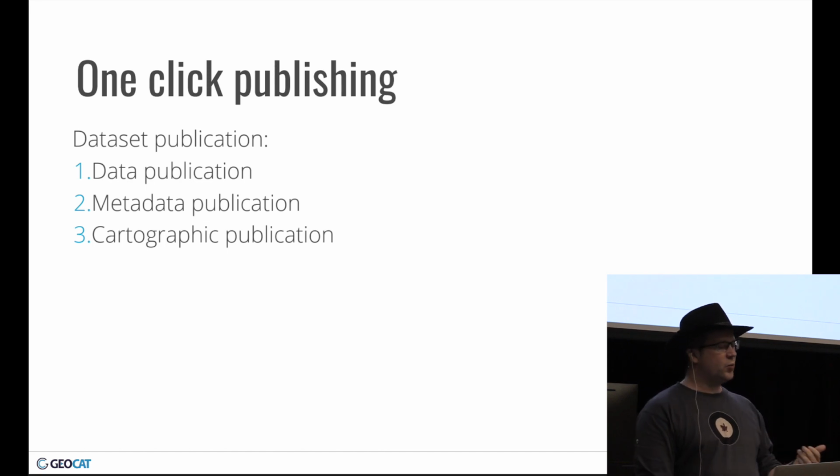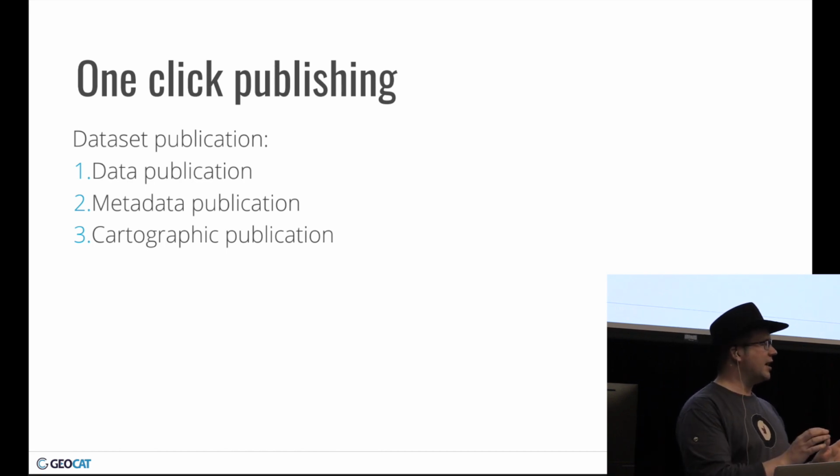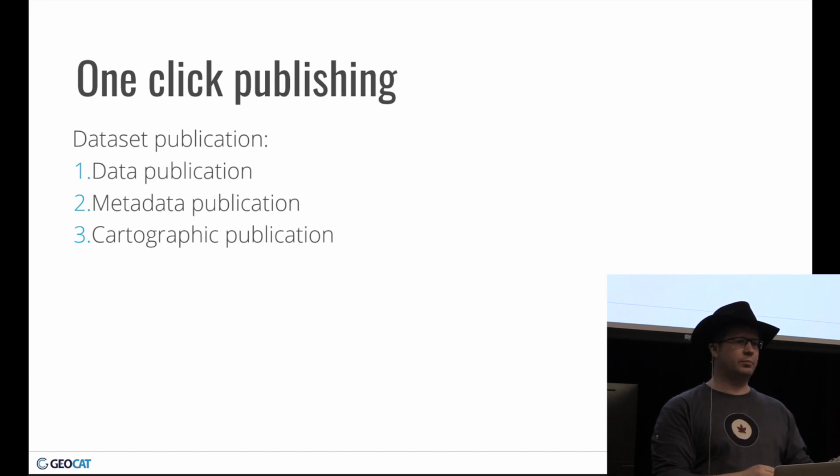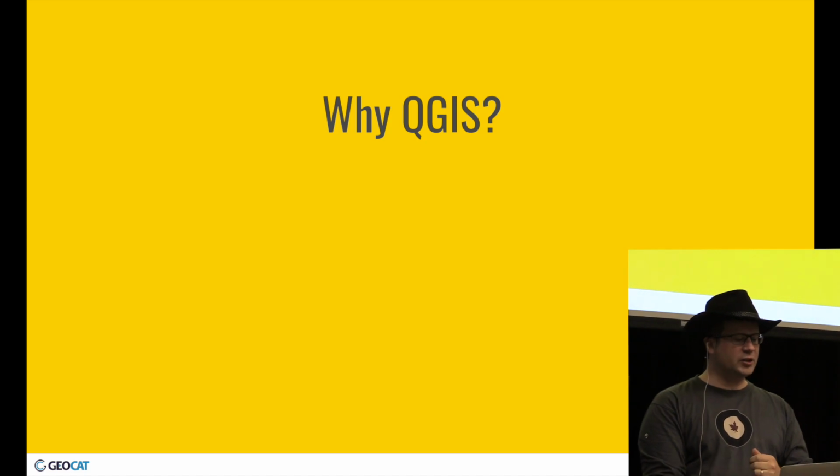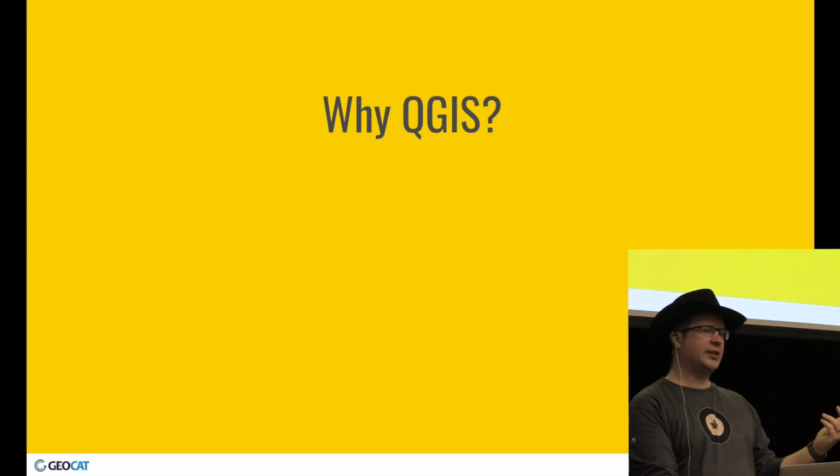So the idea with one-click publishing is we want to set everything up so that once you've got your data ready, you can hit publish and have all 3 of these stages happen. So, but first of all, why are we doing this for QGIS?